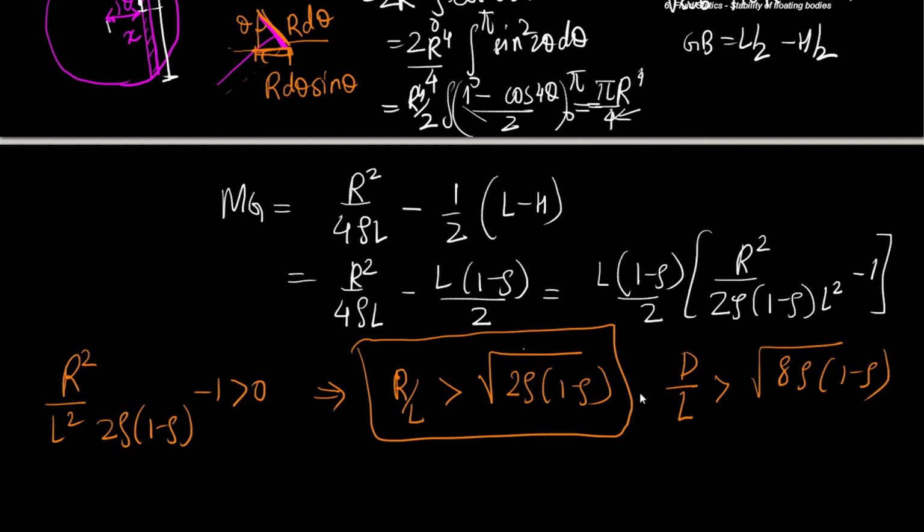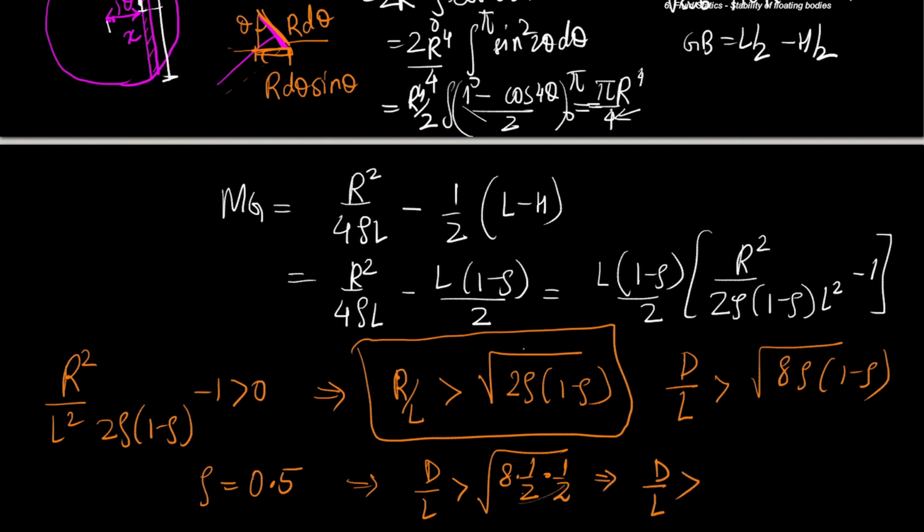So the diameter should be flattish. I mean, let us put some value. So let rho equal to half. So d upon L should be greater than square root of 8. So rho is half and 1 minus rho is also half. So this implies that d upon L should be greater than square root of 2. So the diameter of the entire wooden cylinder should be 1.4 times the length of the cylinder.